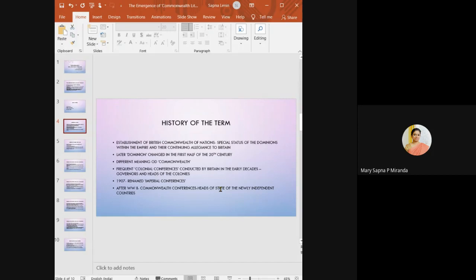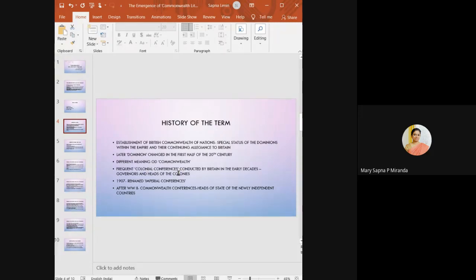So in the initial stages, many countries were breaking free. At that time also, Great Britain continued with the system of holding conferences. They were called colonial conferences. So there were these frequent colonial conferences conducted by Britain in the early decades. And who attended these conferences? Governors and heads of the colonies. So the ones who broke away didn't take part, or were not much a part of this. But the governors and heads of the colonies were expected to attend the colonial conferences.